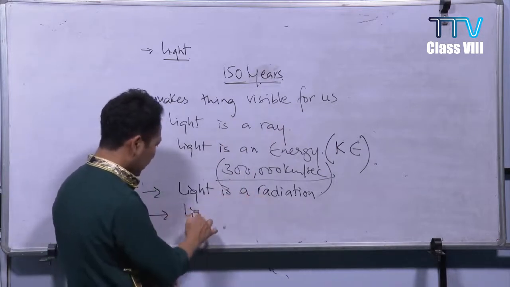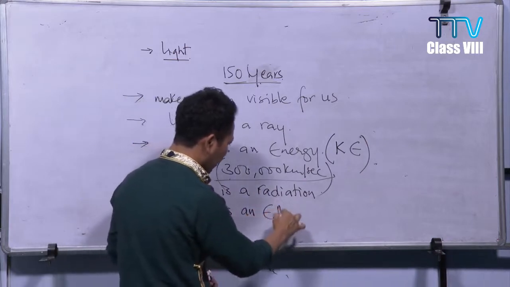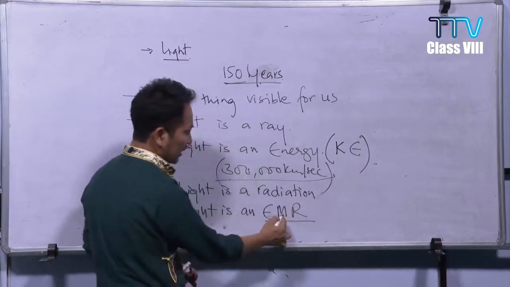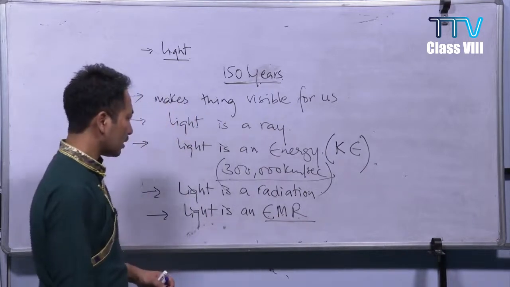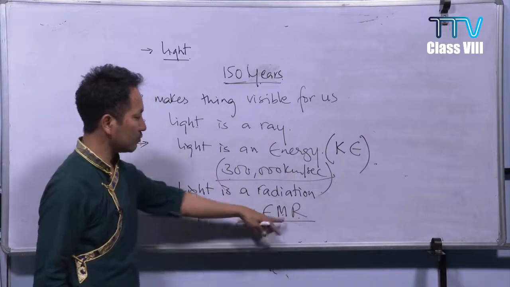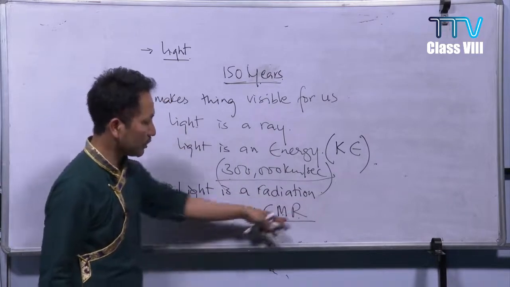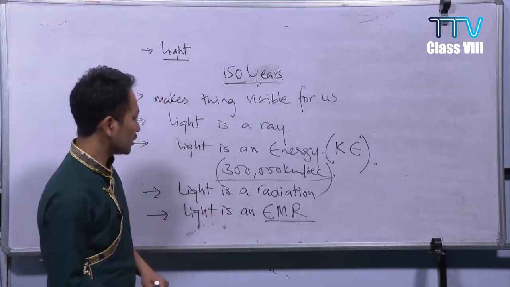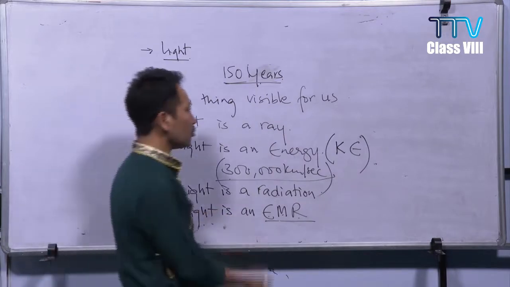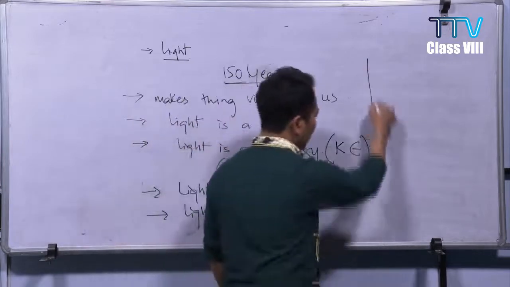Then light is an EMR, electromagnetic radiation. Light is an electromagnetic radiation. You may say electromagnetic waves and electromagnetic radiation.